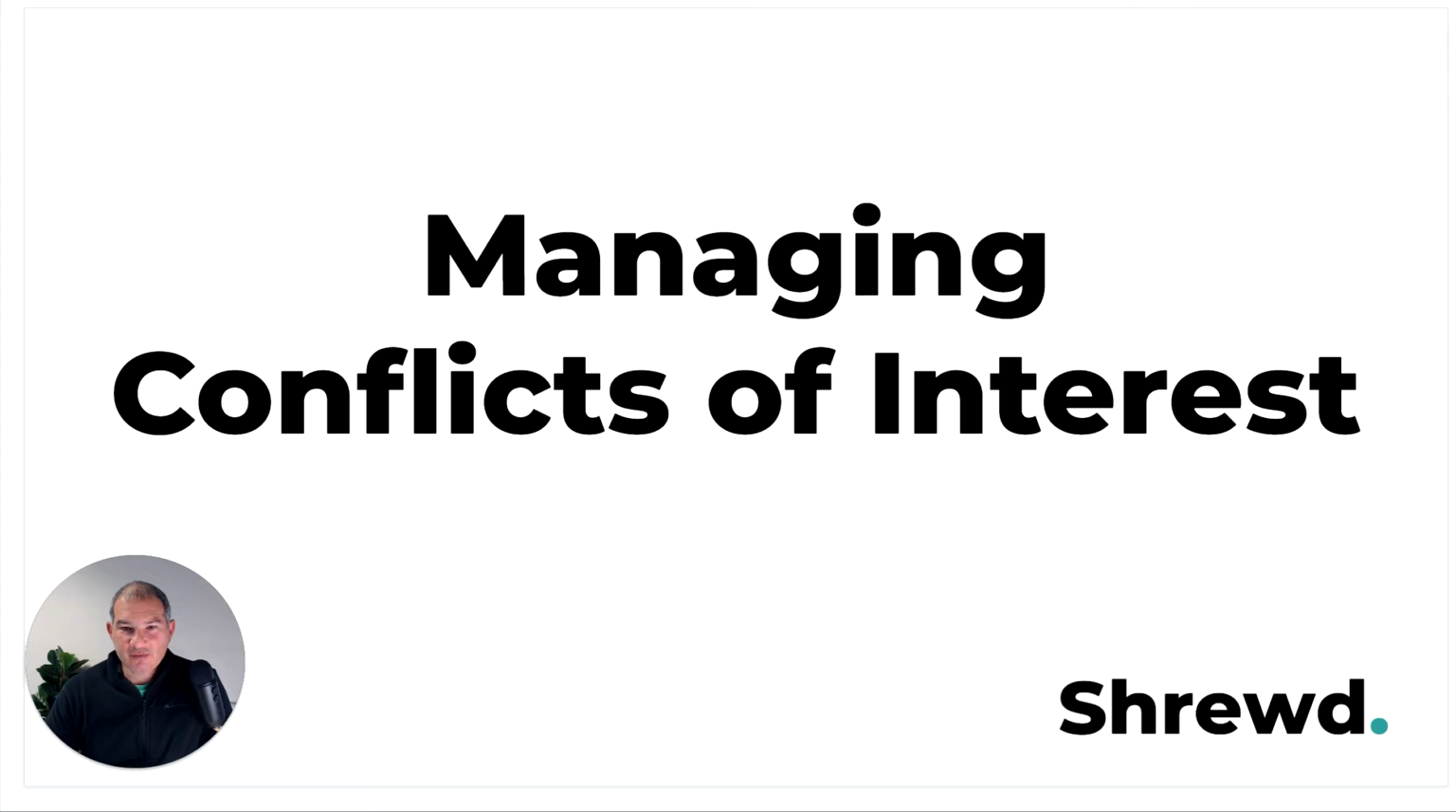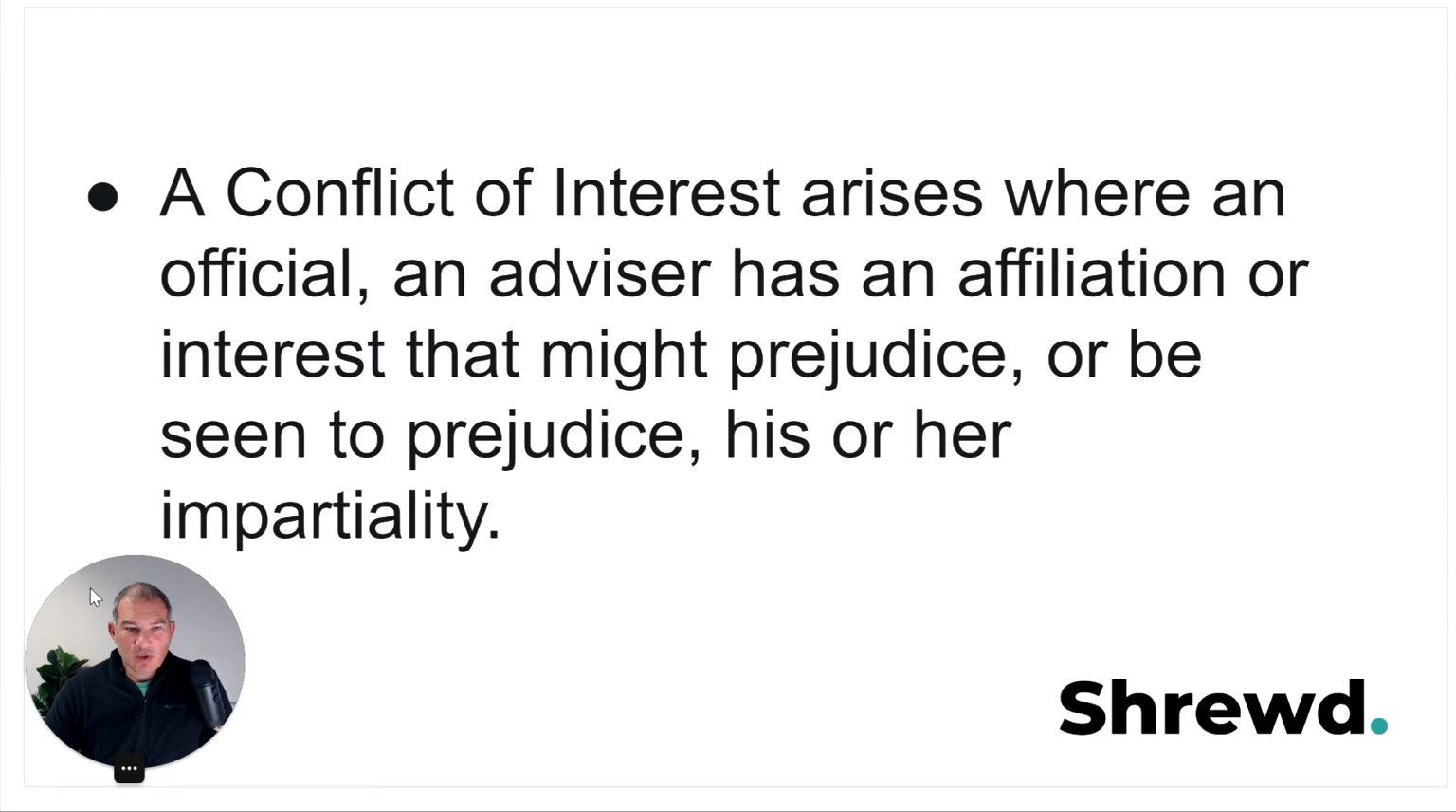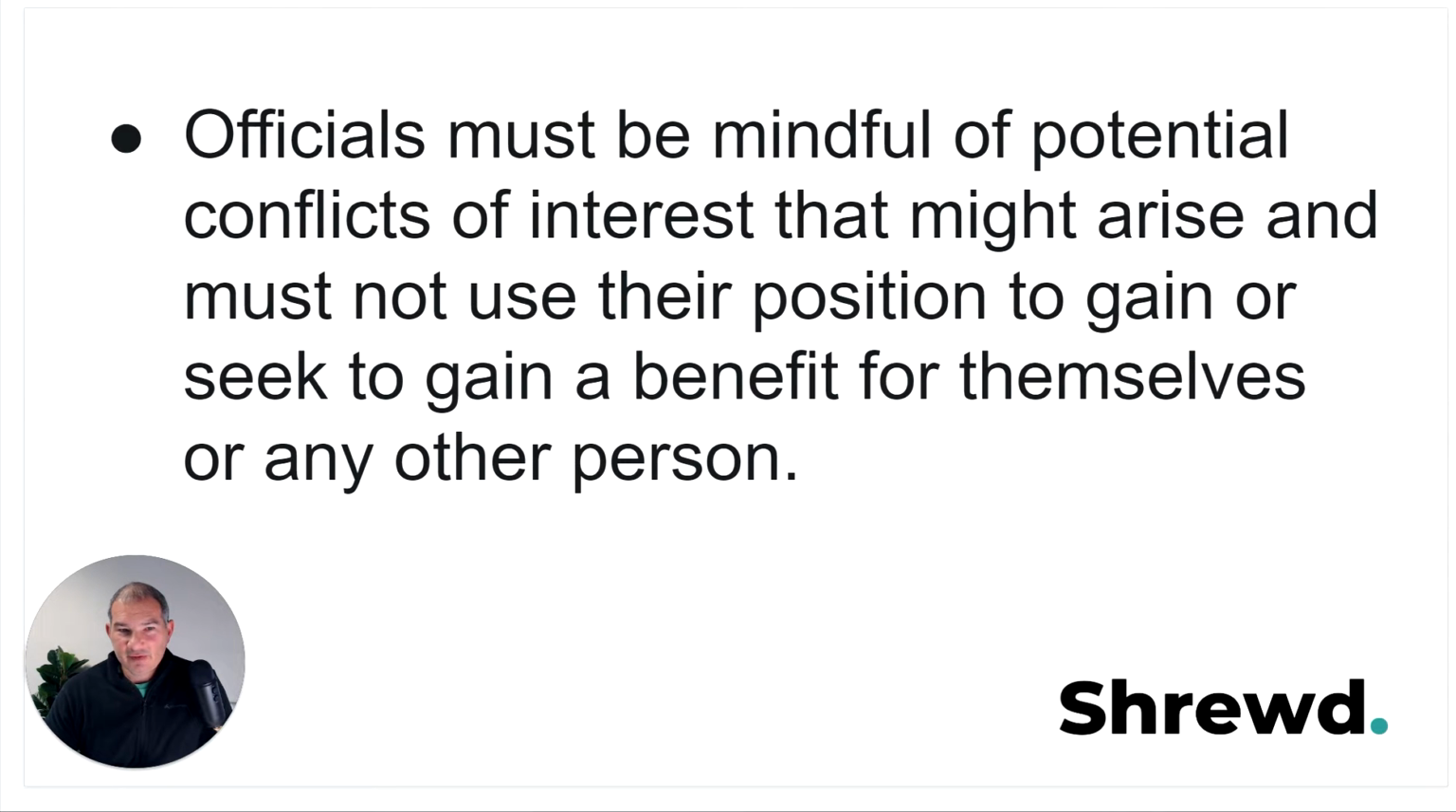So conflicts of interest and managing them. What is a conflict of interest? Well, it's an interest that arises when an official has an affiliation or interest that could affect their impartiality. That is the theory. So if an official has a reason or a potential bias not to do something because they stand to gain materially, as in make money, etc., then they have a conflict of interest. Now, officials must be mindful of a potential conflict of interest that could arise, and they must not seek to gain some sort of benefit from their position. So that is the standard APS text, and that is obvious.